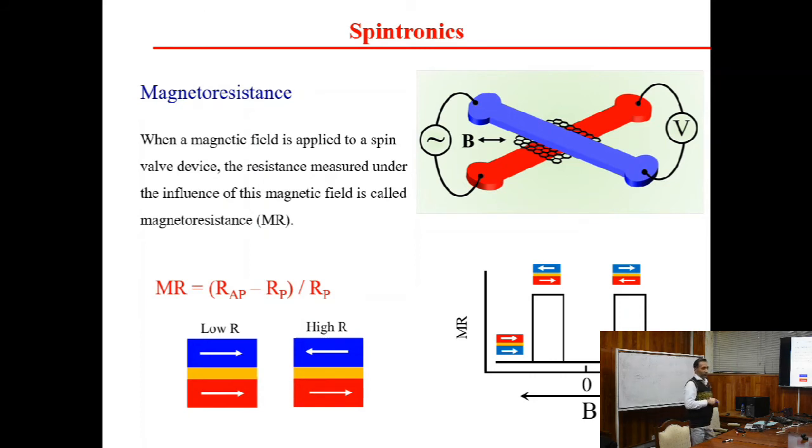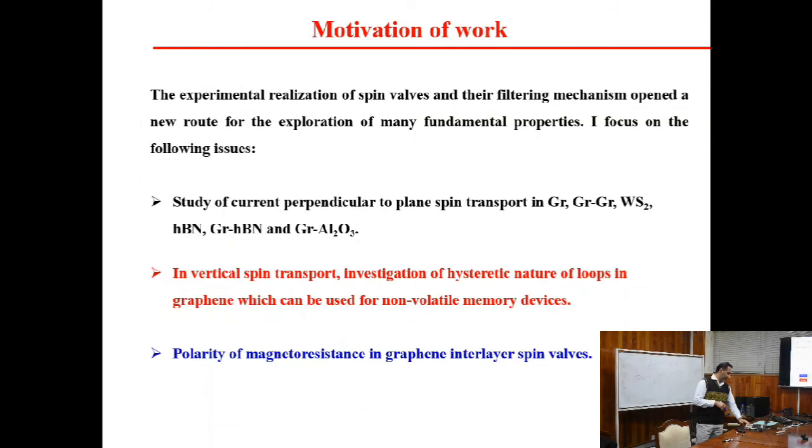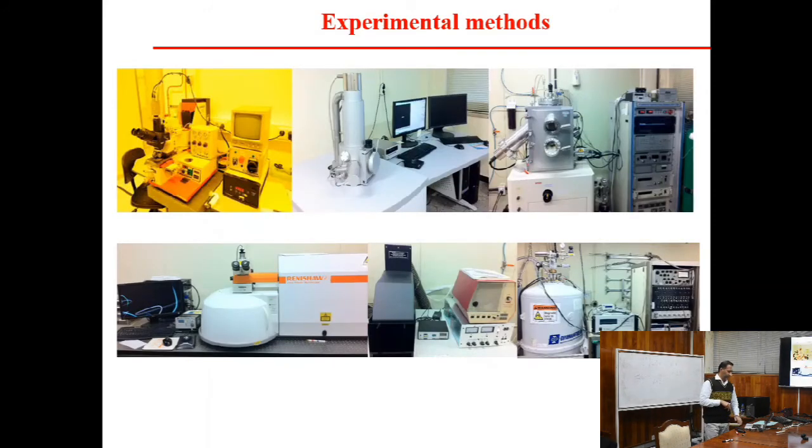The interface between the intervening layer and the ferromagnetic electrodes. If we change the layers or the thickness, the properties will drastically change. So this is the motivation. We can try different spin valve intervening layers. Here I tried graphene layers, WS2, hBN, graphene-hBN, and graphene-aluminum oxide. These are some of the setups that have been used for these experiments.